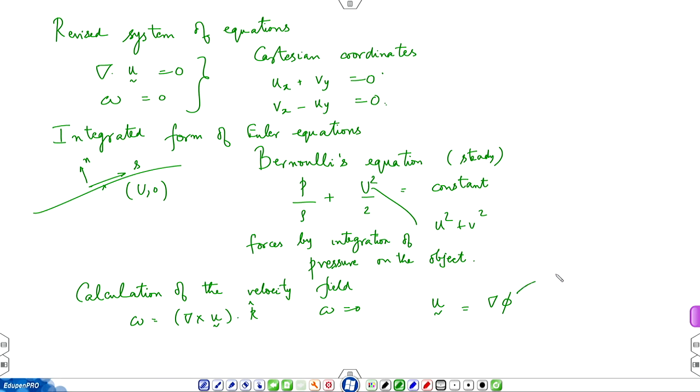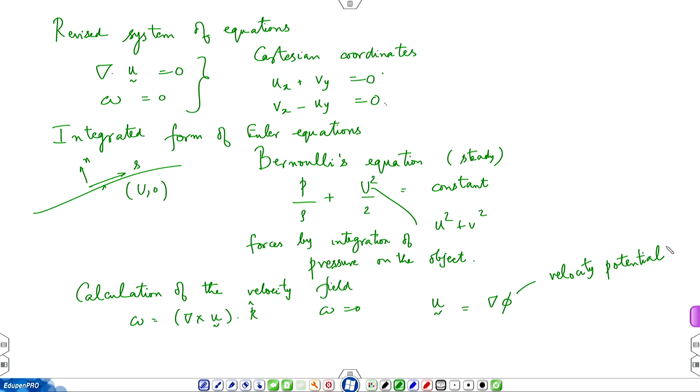So, this phi is called the, you can see that we are running out of symbols. Phi was also the polar angle in spherical coordinates. Here phi is a velocity potential. Okay, so if you know phi, then you can find u. But then how do you find phi?